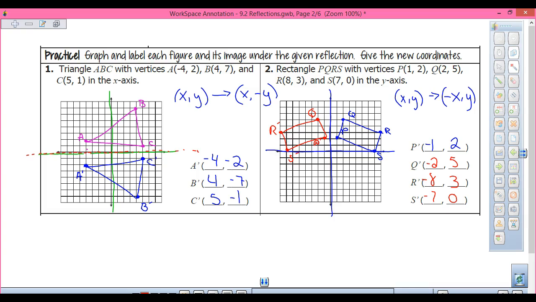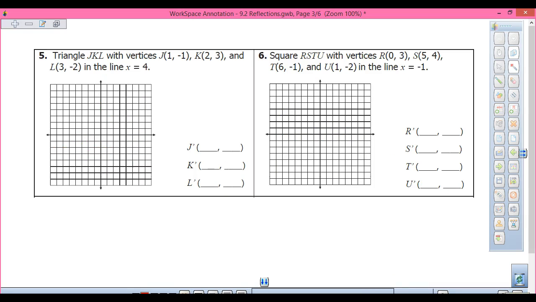Okay, not so horrible when it's the axis? No? Okay. Let's go to number 5. This time we're using the line x equals 4. So here are my axes. I'm plotting 1, -1. This is J. K is 2, 3. And L is 3, -2. There's my triangle.